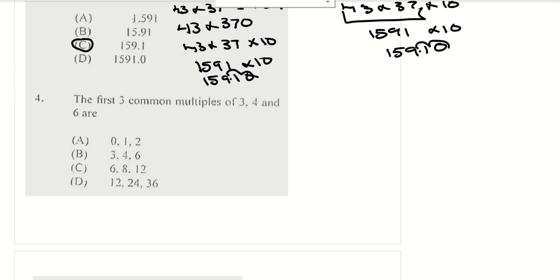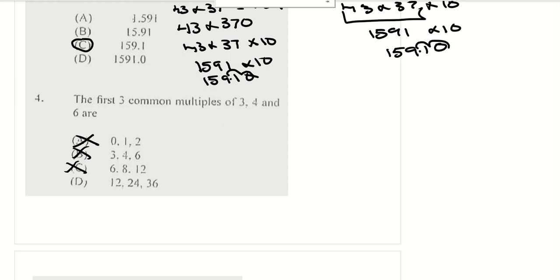This one, the first 3 common multiples of 3, 4, and 6 are... So you're asking yourself, these are the first 3. Could 3 go into 0? No. So therefore, A is out. Could 3 go into 3? Yes. Could 3 go into 4? No. B is out. Then you say, could 3 go into 6? Yes. Could 3 go into 8? No. Then could 3 go into 12? Yes. 3 into 24? Yes. 3 into 36? Yes.